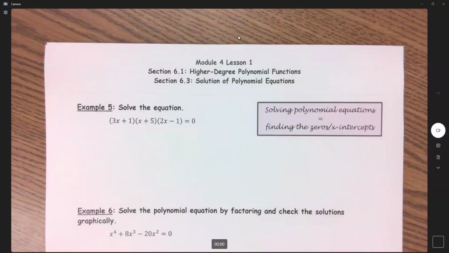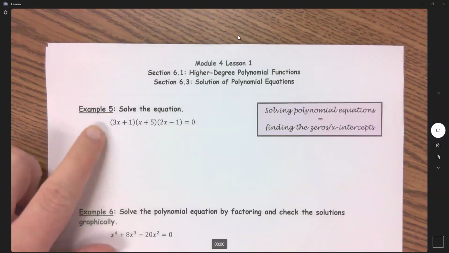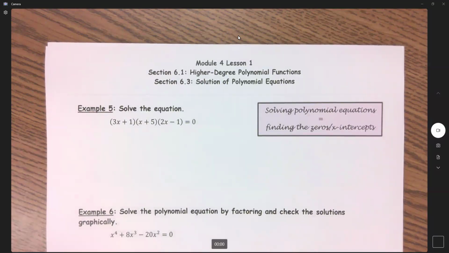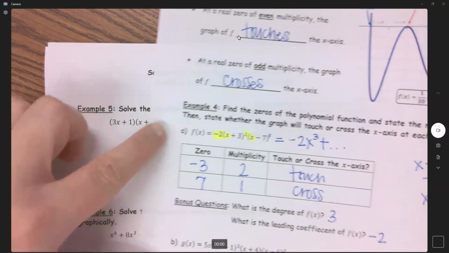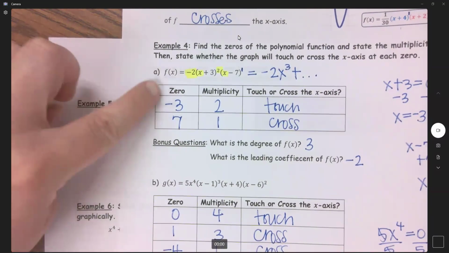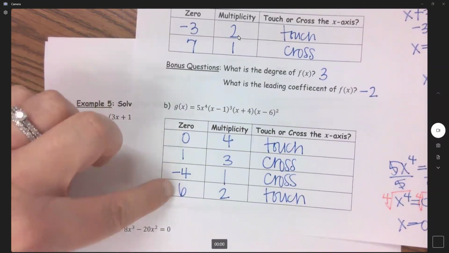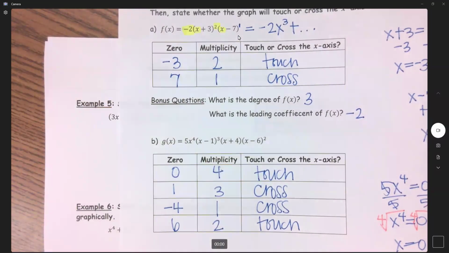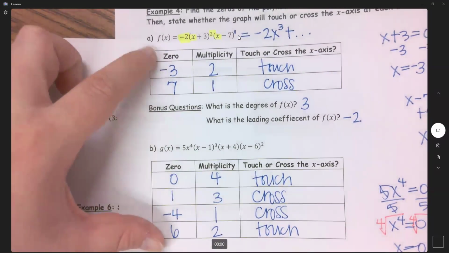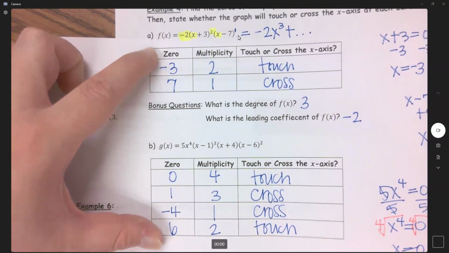Example 5, 6, and 7, we are solving the equations. And so on example 5, this is already in factored form. This is exactly what we did in example 4, but now all we're doing is finding the zeros. We don't care about the multiplicity. Does it touch? Does it cross? I'm just looking for what does x equal, which is what your zeros are.